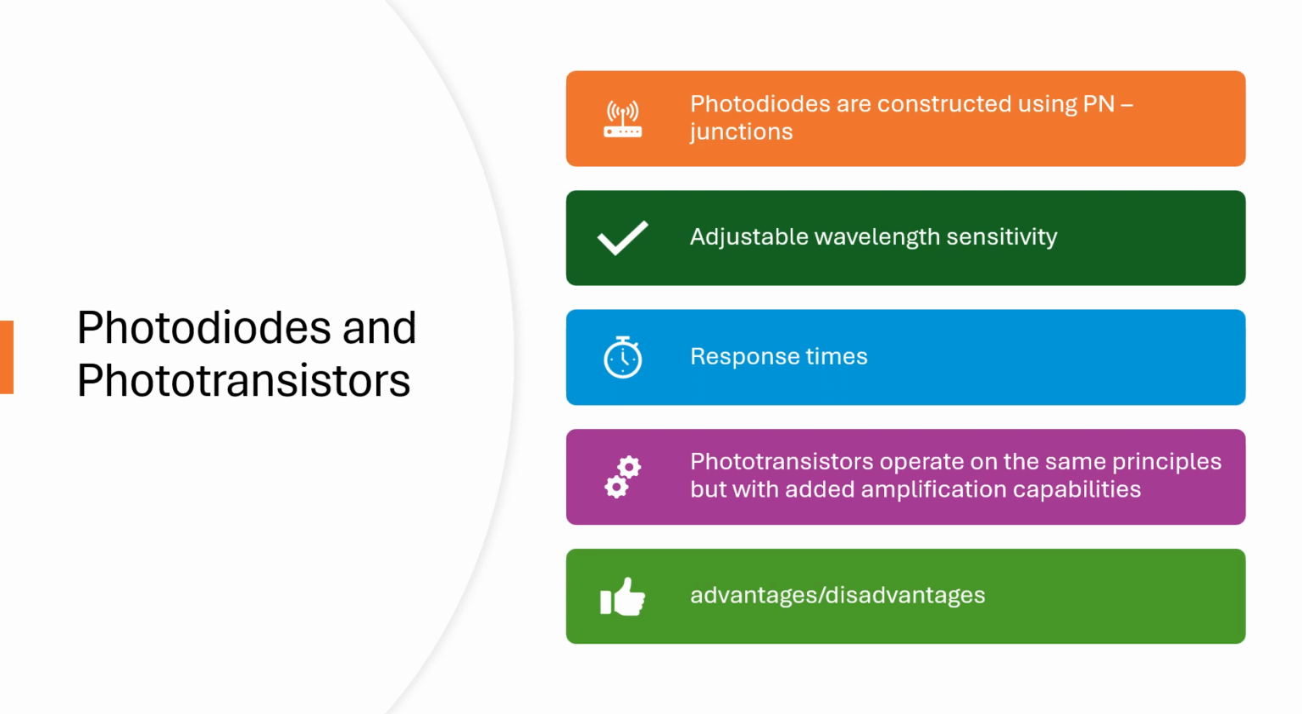Unlike LDRs, which change resistance in response to light intensity, photodiodes produce a current proportional to the incident light intensity. This linear response makes them well suited for quantitative light sensing applications. Thus, in conclusion, both of these allow for low light detection or high speed response.